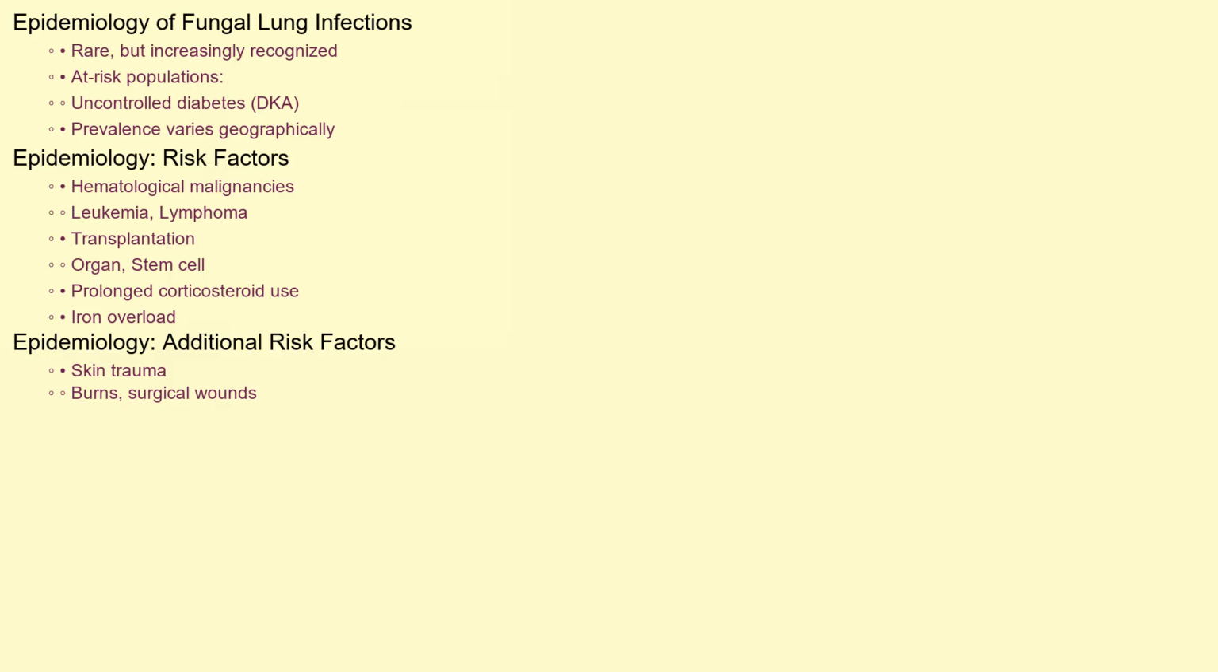Now, let's consider the epidemiology. Who is most at risk and how common is it? Fungal lung infections, including mucormycosis, are relatively rare but are becoming increasingly recognized, especially in certain populations. Individuals with uncontrolled diabetes, particularly diabetic ketoacidosis, are at significantly higher risk. Other risk factors include hematological malignancies like leukemia and lymphoma, organ transplantation, stem cell transplantation, prolonged corticosteroid use, iron overload, and skin trauma such as burns or surgical wounds. The prevalence can vary depending on geographic location and the specific risk factors present in a community.